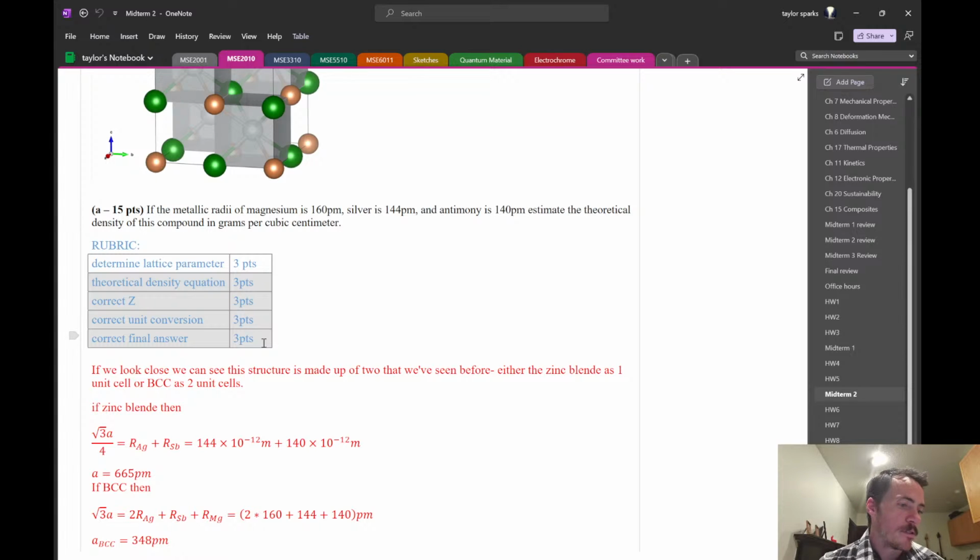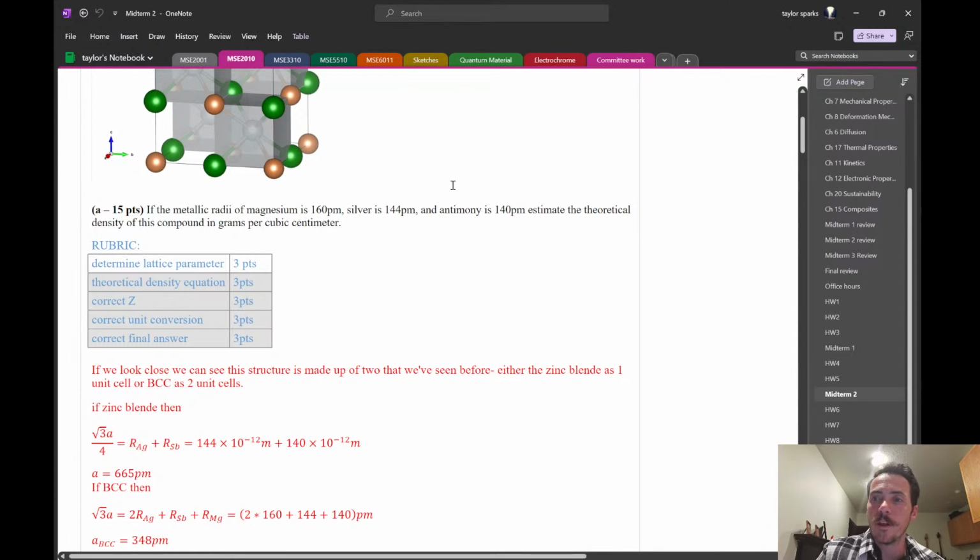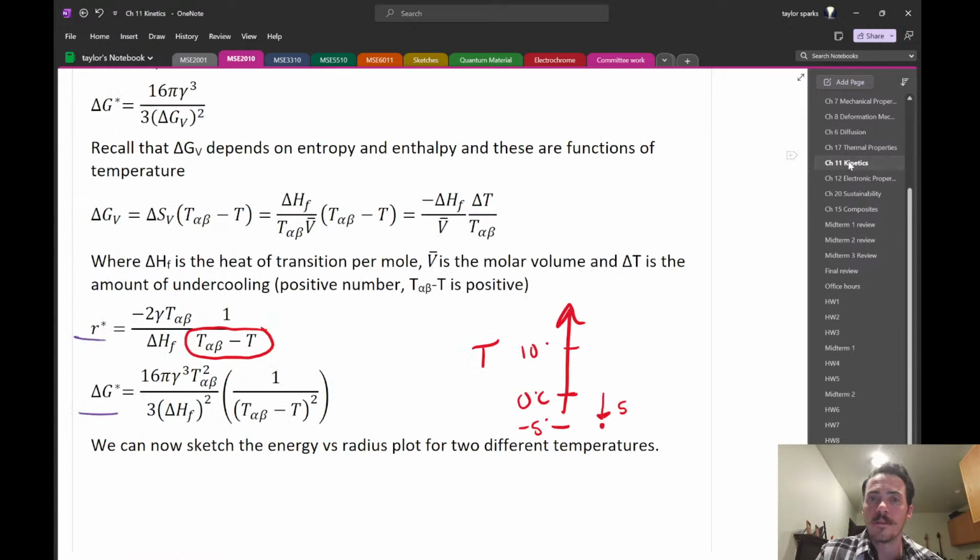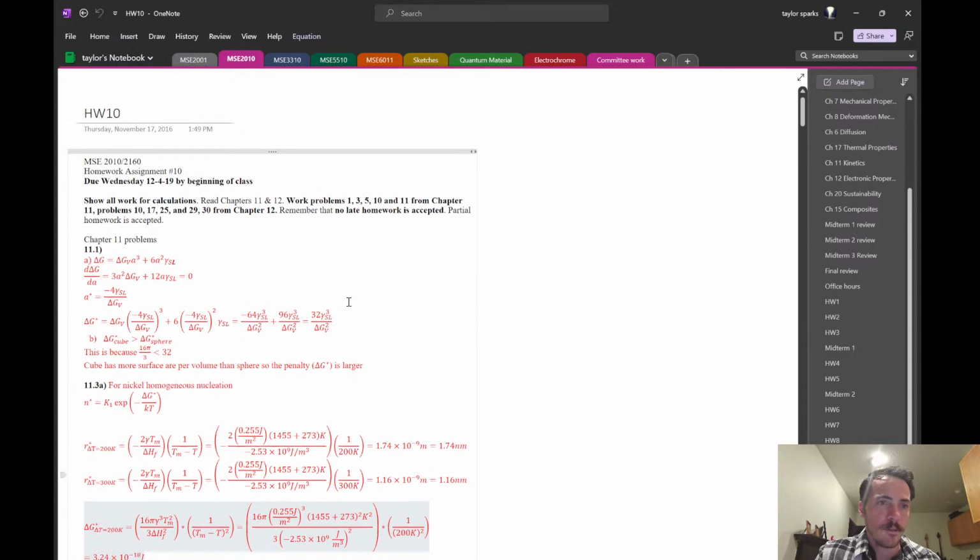Will we be able to assume that nucleation is a sphere? Not necessarily, Mary. I might ask you to calculate it based off of a cube, for example. Like, how would the math change if it was for a cube? And if you want to remember how to do that for a couple different shapes, this was one of the examples on, I think, homework 10. I think the book problem has you do a few of these.